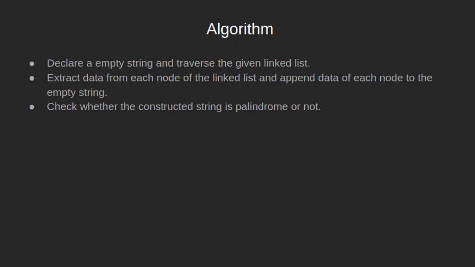First, declare an empty string and start traversing the given linked list. Extract data from each node of the linked list and append the data of each node to the empty string. Finally, check whether the constructed string is a palindrome or not.